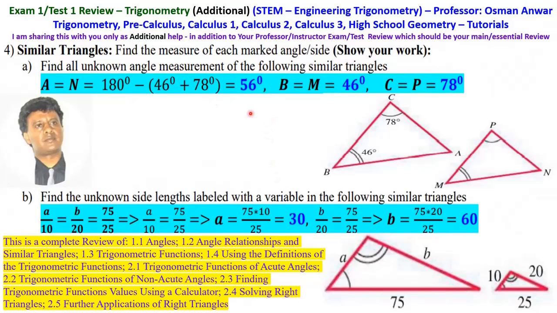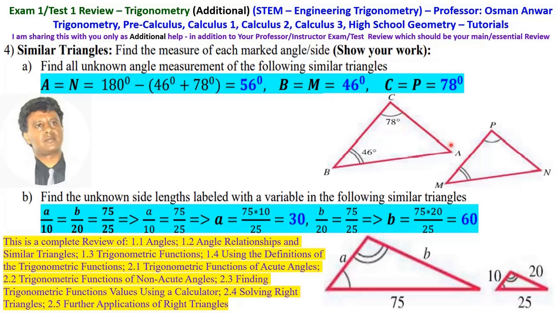This is similar triangles. Two similar triangles have equal angles, which are corresponding angles, and their corresponding sides are proportional. So for A, you have triangle ABC and triangle NMP. Angle B is equal to angle M, that is 46 degrees.